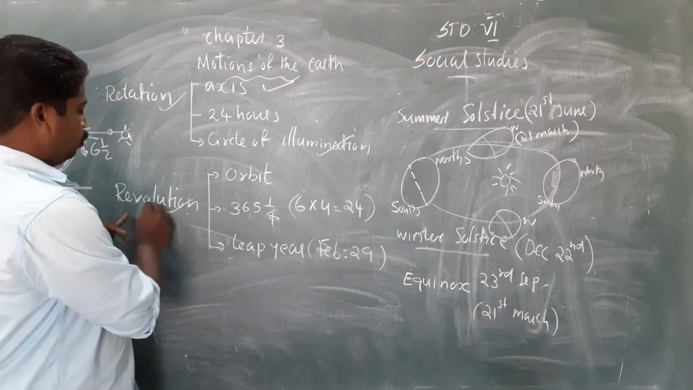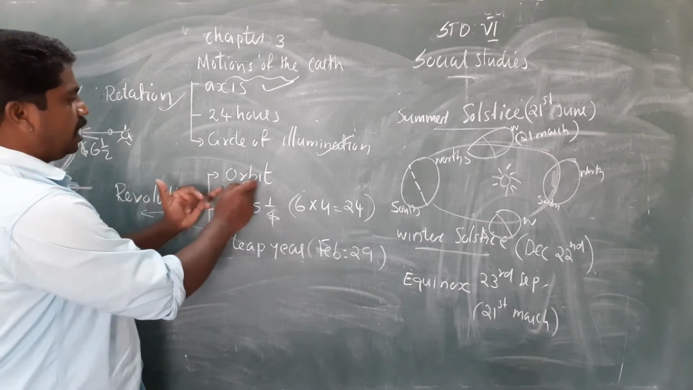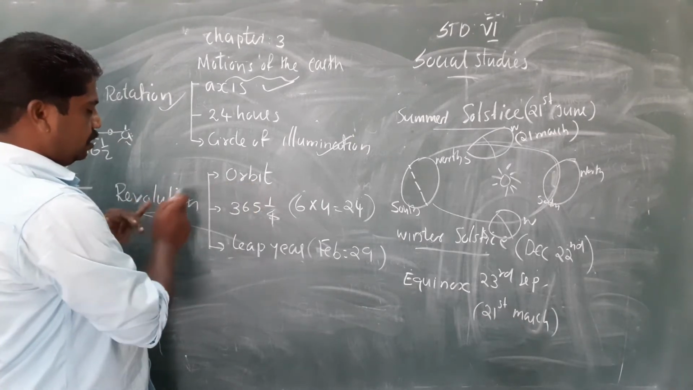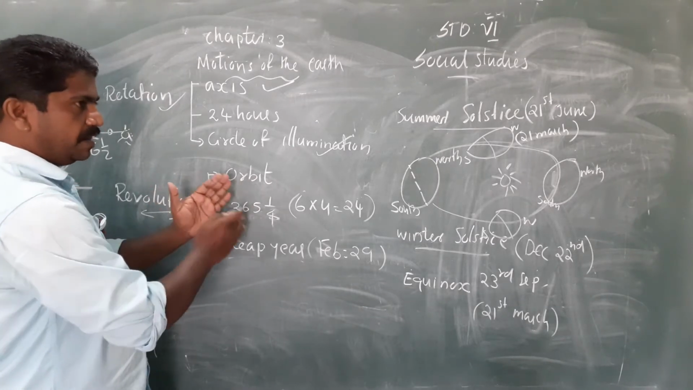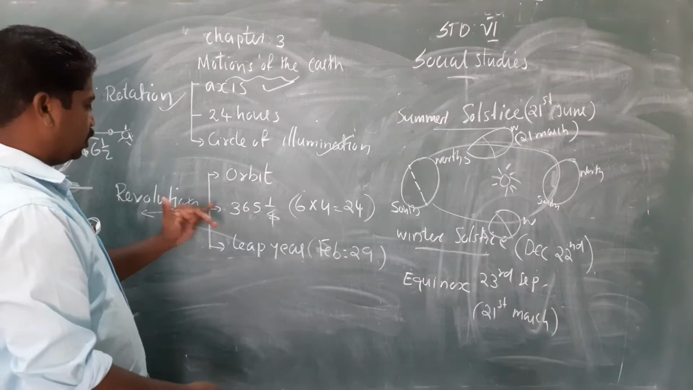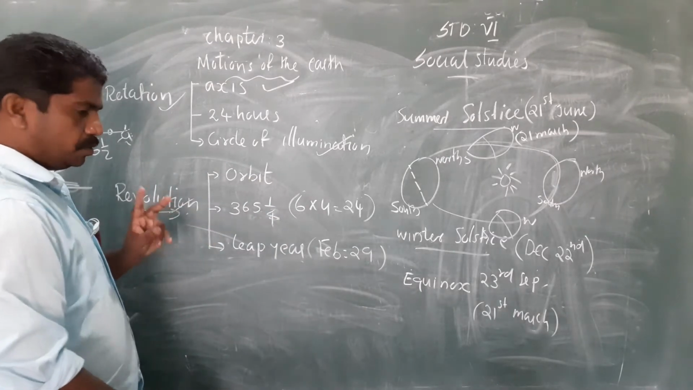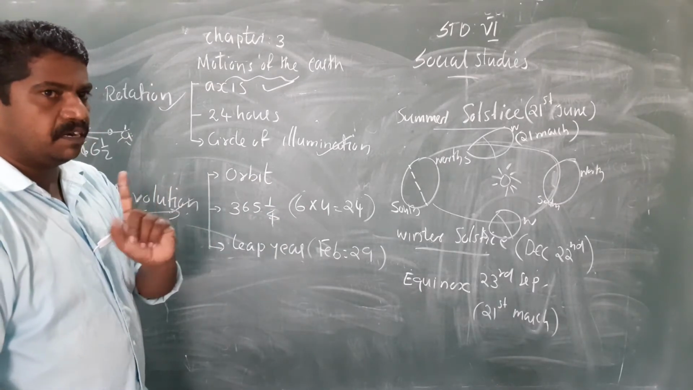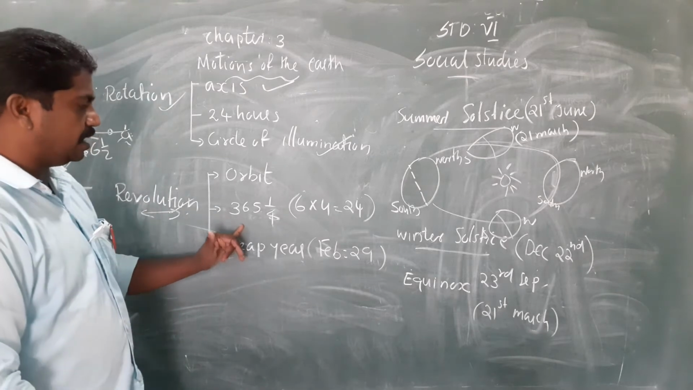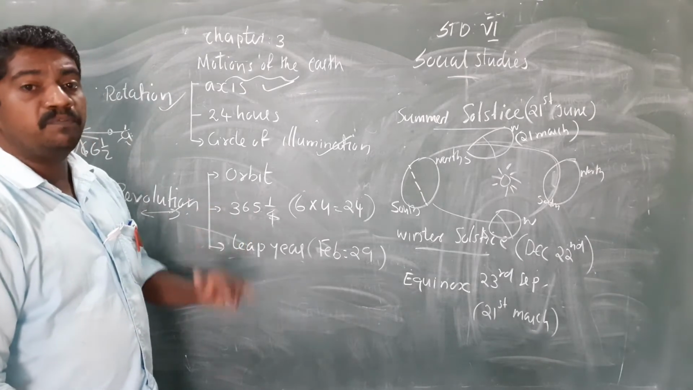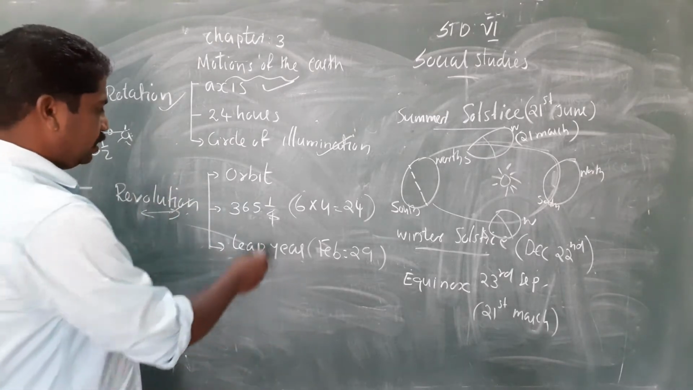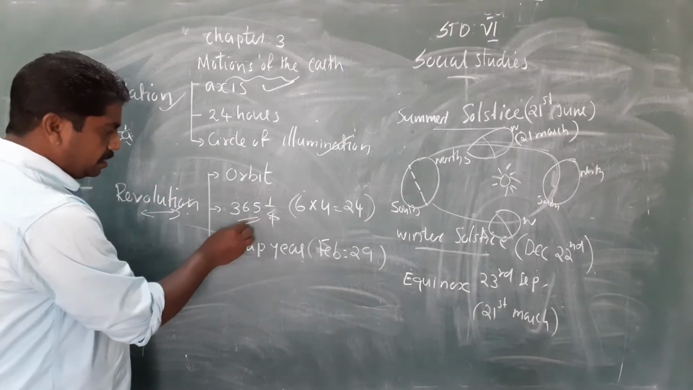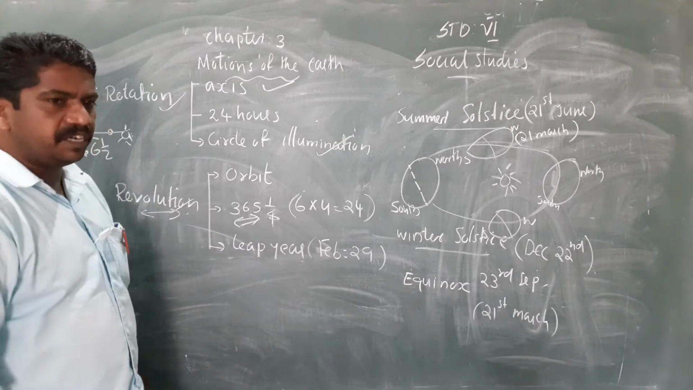Revolution means movement of the earth on its orbit. Different seasons occur as a result of revolution. For the earth to complete one revolution, it will take 365 1/4 days. Okay, so actually in 1 year there are only 365 days, as you know.